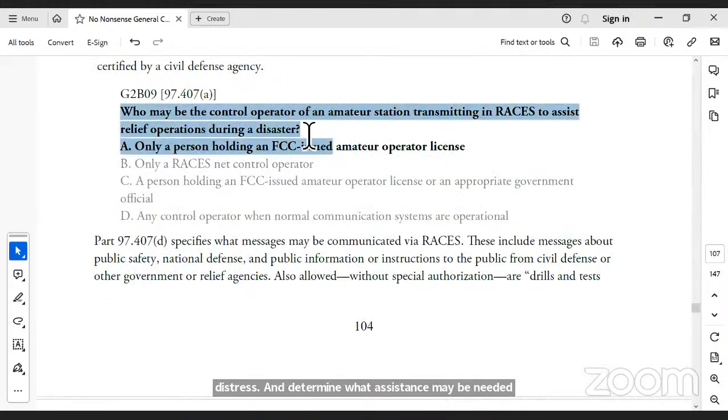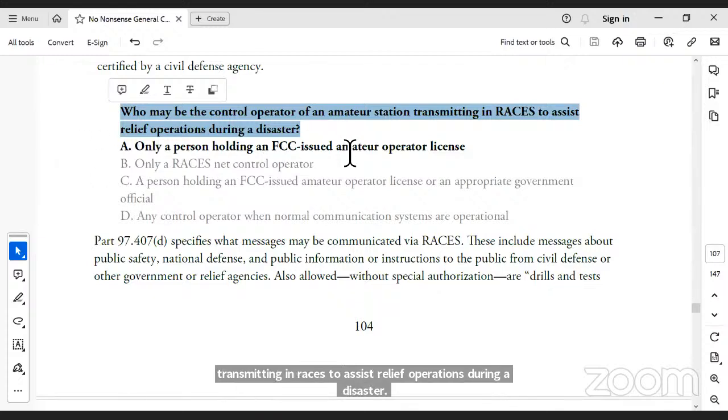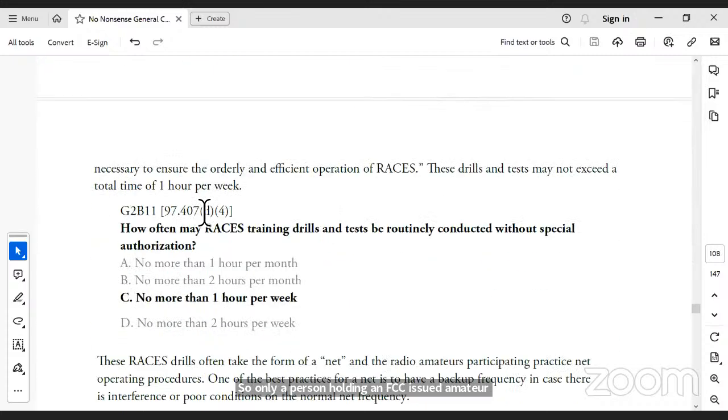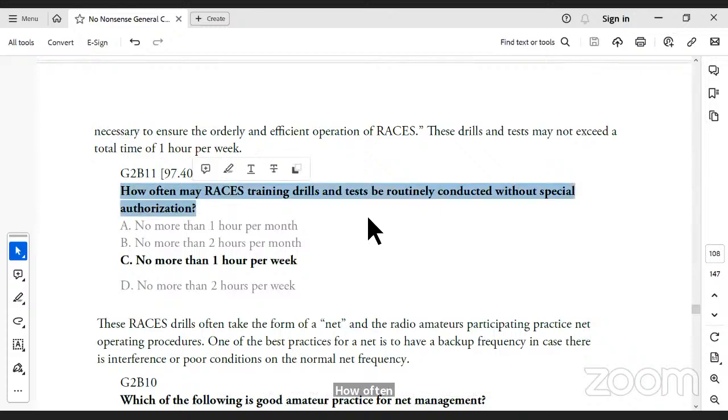All right. Next question in the question pool. Who may be the control operator of an amateur station transmitting in RACES to assist relief operations during a disaster? So only a person holding an FCC issued amateur operator license. In other words, a licensed ham. How often may RACES training drills and tests be routinely conducted without special authorization? The answer is no more than 1 hour per week.